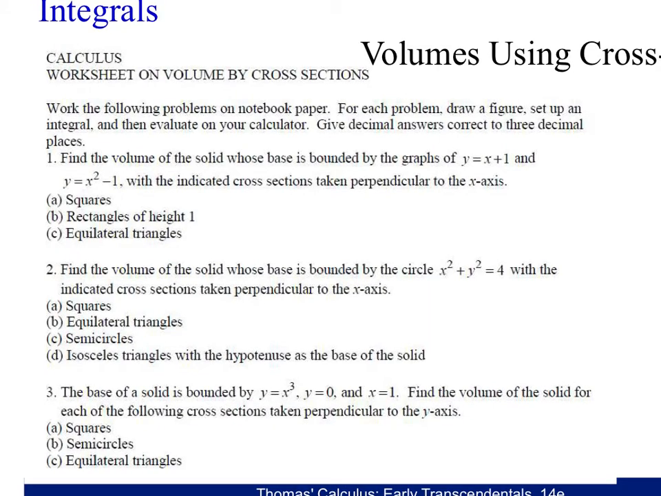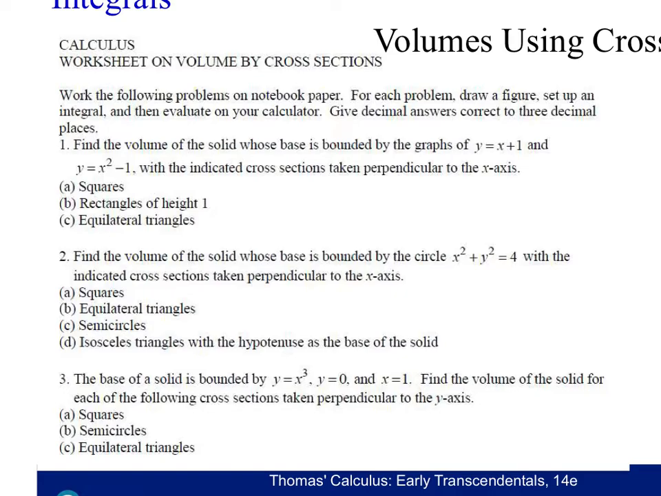Okay. One. Find the volume of this solid whose base is bounded by the graph of y equals x plus 1 and y equals x squared minus 1, and the indicated cross sections taken perpendicular to the x-axis. We're going to start with the square. Okay, so we're going to start with squares.